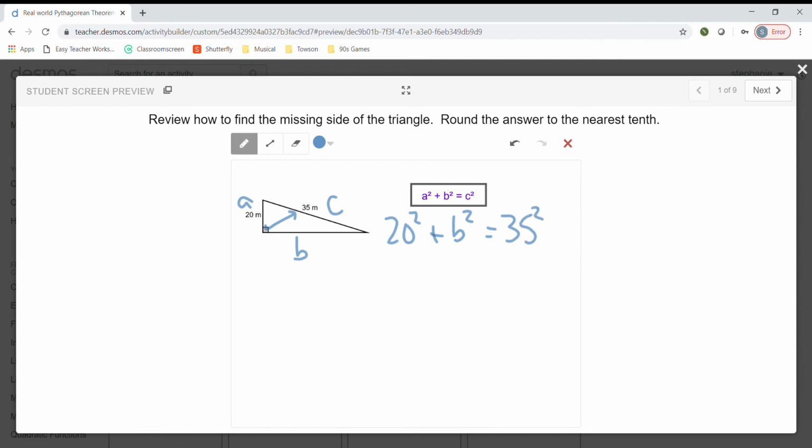So from there, I can square my numbers. 20 squared is 20 times 20, so I have 400. Can't do anything with B, so I'm just going to leave it alone. 35 squared is 1,225. Now I ask myself, can I add these two together? Well, I have a variable and a number, so no, I cannot. So in order to get B by itself, I need to subtract.